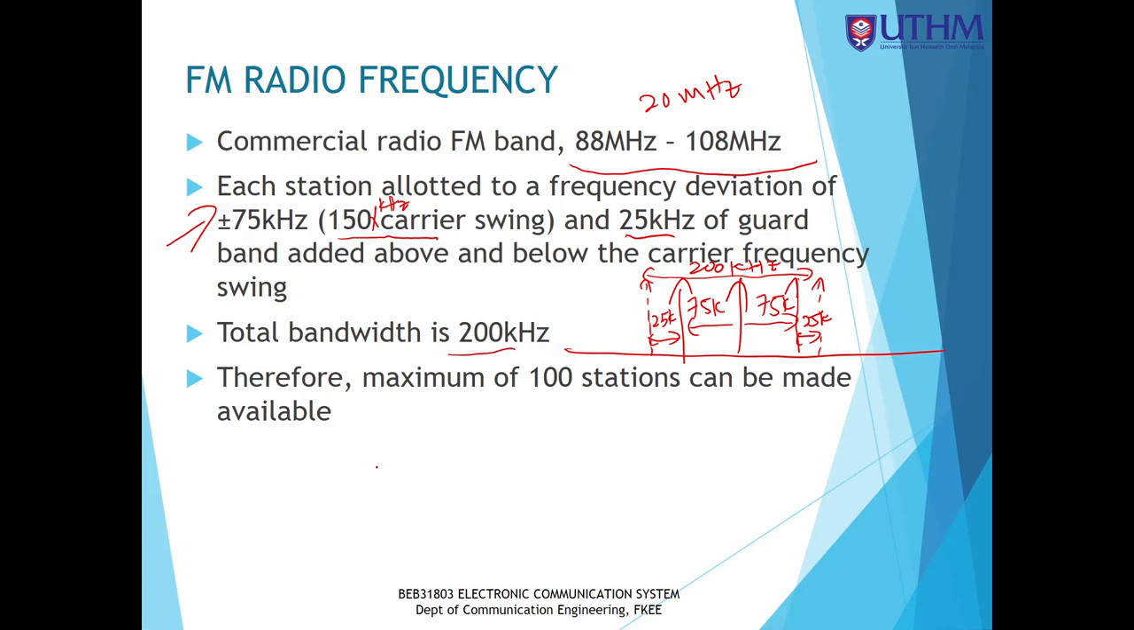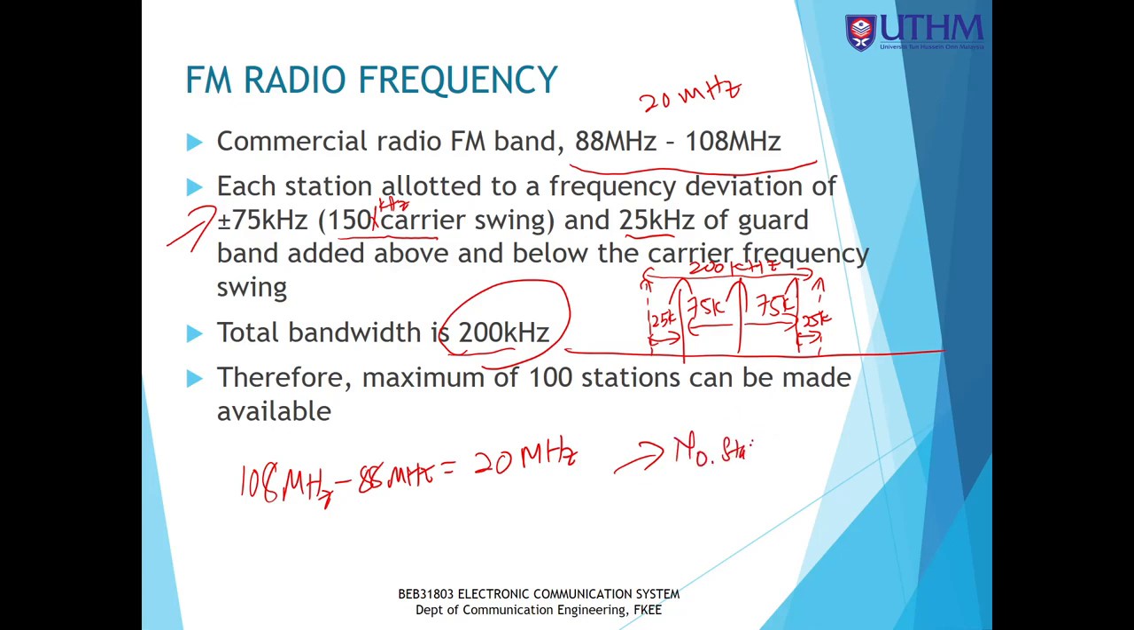So you see that the FM radio band is very big, it is 20 mega. If you subtract 108 megahertz minus 88 megahertz, you will get 20 megahertz. Okay, and one radio station is 200k. So how many radio stations can I put inside this FM band? Therefore, the number of stations is equal to 108 mega minus 88 mega divided by 200 kilohertz. Okay, so here you will get 100 stations.